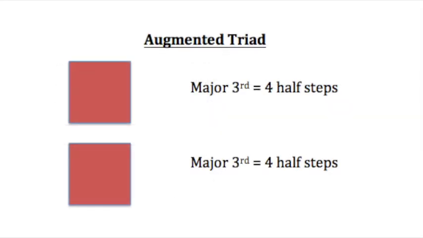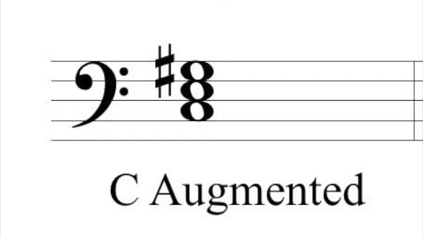The next triad we have is the augmented triad, and this comprises 2 major thirds stacked on top of one another. An example of a C augmented triad would be C up to E, which is going to be 4 half steps, and then E natural up to G sharp. C to E is 4 half steps, and E to G sharp is 4 half steps.